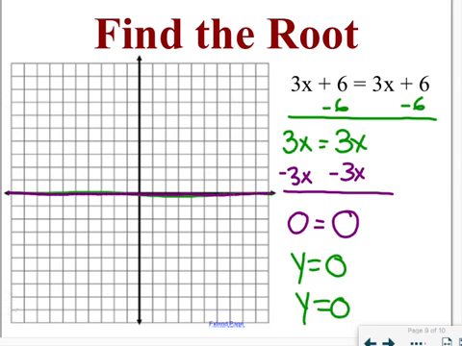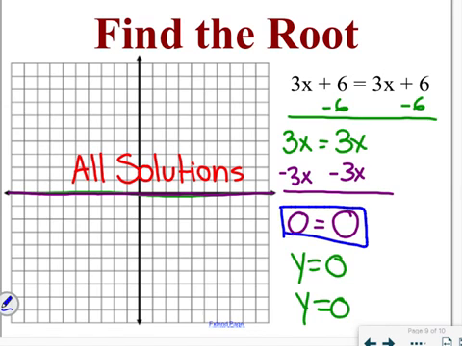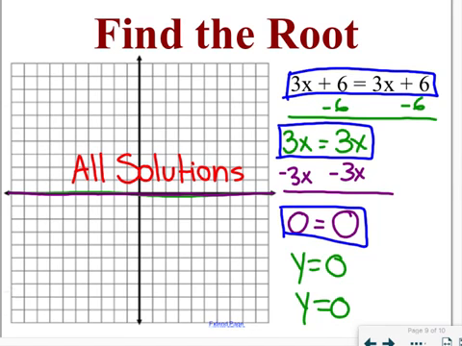Since they are stacked up, or touching each other at all points, we call this all solutions, because our line touches that green line at all of the possible x values. If you were looking at it algebraically, you could have stopped here when you had 0 is equal to 0. You could have stopped here when you had 3x is equal to 3x. Or you did not even have to solve the problem, because you can notice that both sides of the equation are equal, telling you that it's all solutions.